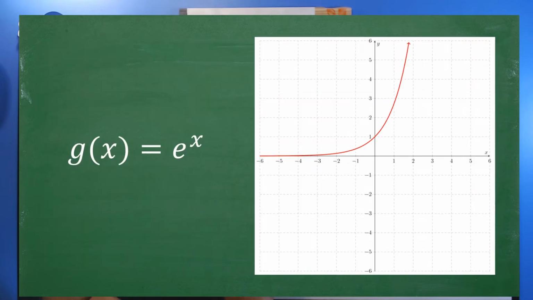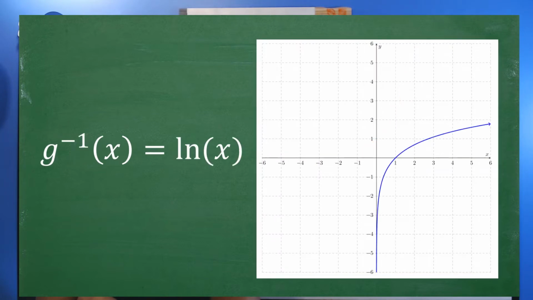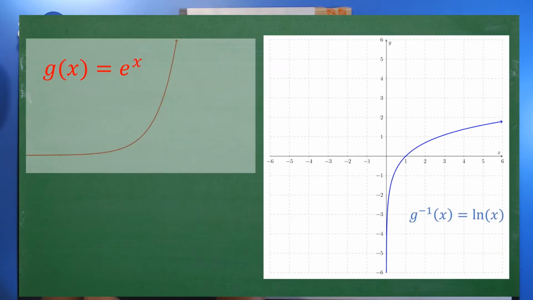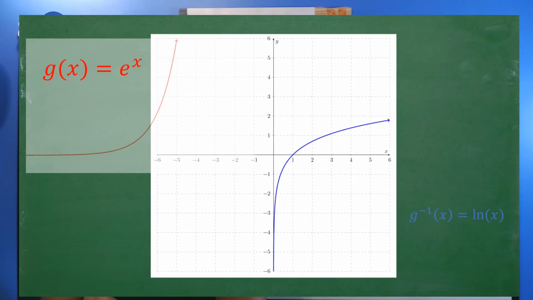Now this one over here, you might not know what it is, but I'll just tell you that it's the graph of y equals e to the x. And this is its inverse, y equals natural log of x. I'm going to go ahead and merge these two and put them in the same graph so that you can see what's going on.